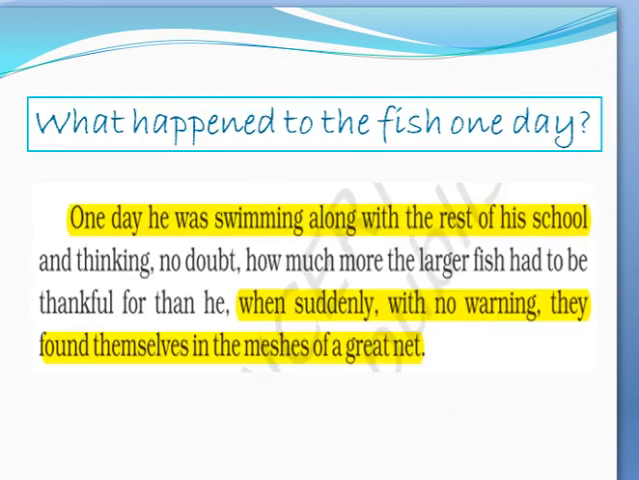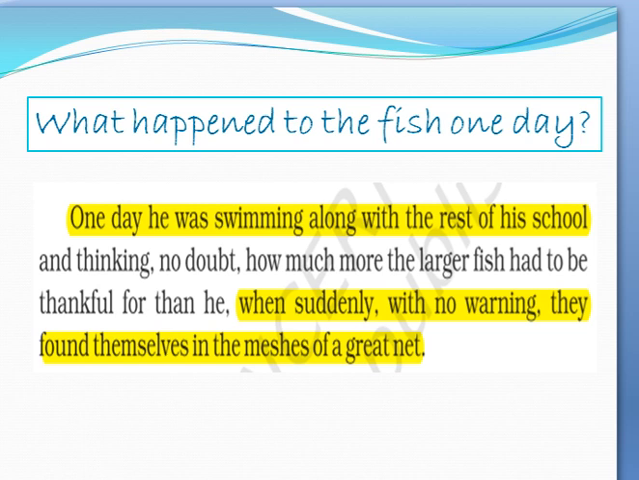Okay, next, move on to next question. What happened to the fish one day? Now the answer was already given to you, but if you find it hard, many of you told that you found the answer hard to remember. So if you find it hard, here is another one for you. You can write the yellow colored part here as your answer. One day he was swimming along with the rest of his school. He means you can replace the pronoun he here with the noun little fish. So you can say it like this.